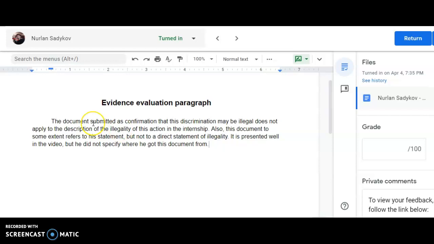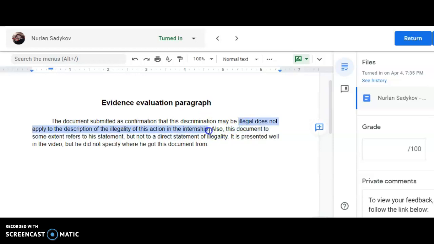So obviously for the exam you need to start with an identification paragraph in which you will mention the exact supporting idea and then the evidence, and you will list the evidence that is used to support that particular idea, and then you will evaluate the evidence. So here you say the document submitted as confirmation. You would need to actually name that document more precisely. What is it, right? And then first you'll start with the supporting idea, which is that it may be illegal.